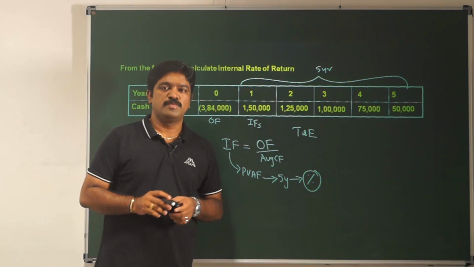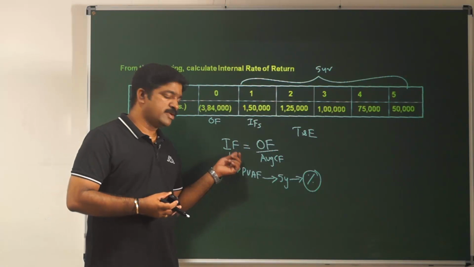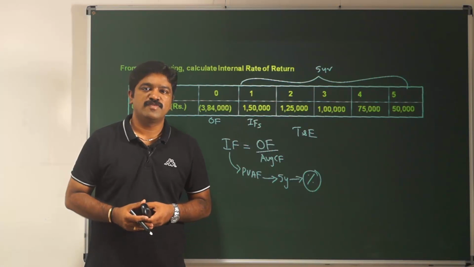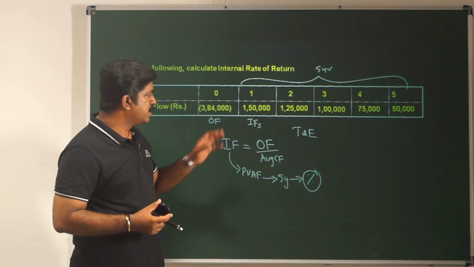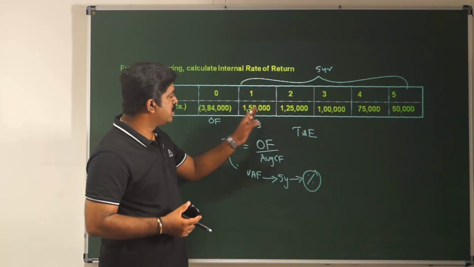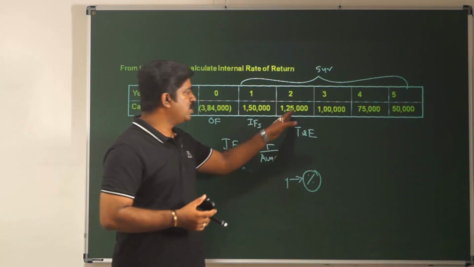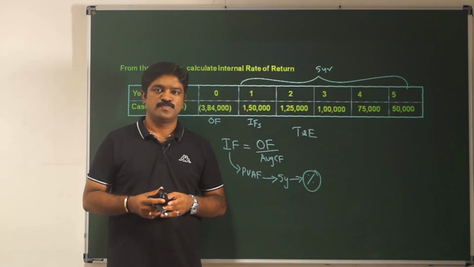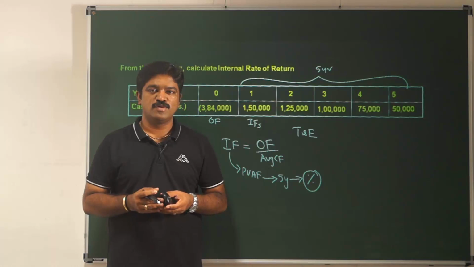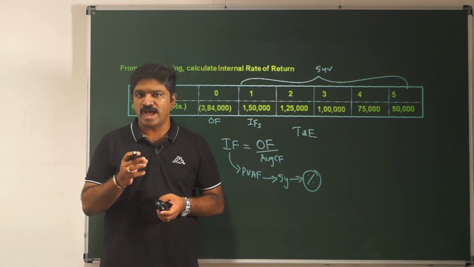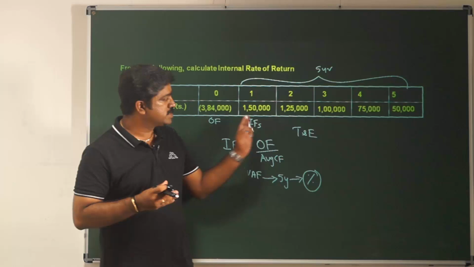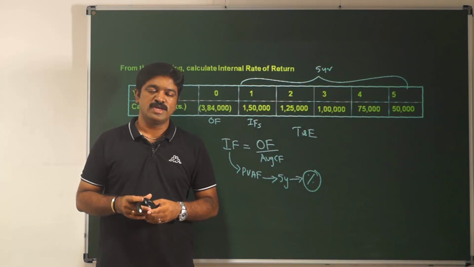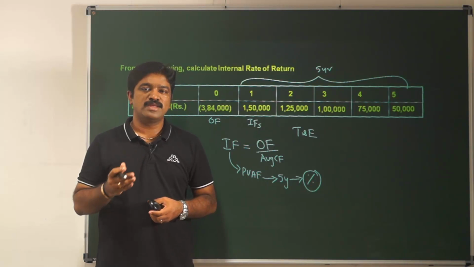But one thing you have to keep in mind, this investment factor will not give you the exact IRR. Here, please look at the cash flows. 150, 125, 100, 75, 50. It is going down year after year. So even if you compute the average cash flow, please be very clear that that average cash flow will not represent these cash flows, because the cash flows are going down year after year. So you have to keep that in mind, and only then you should proceed.